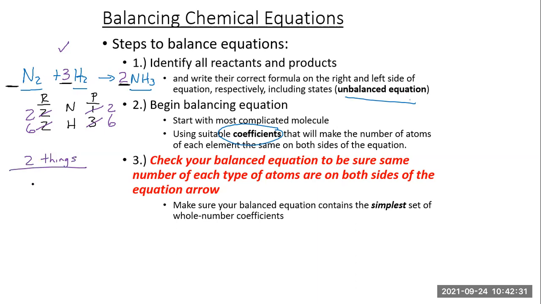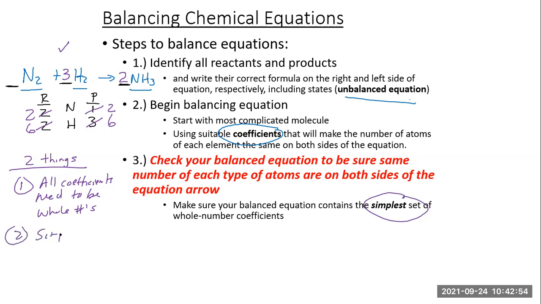And the first thing is, when you properly balance an equation, all the coefficients need to be whole numbers. And they need to be the simplest set of whole numbers. So what does that mean, the simplest set of whole numbers? That means there's many ways you could balance an equation.